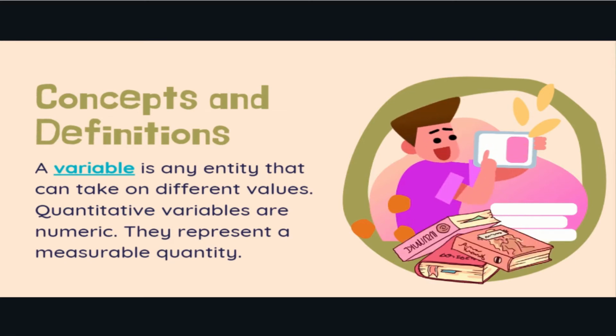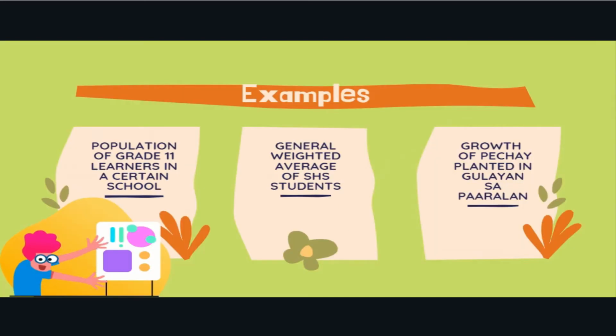Quantitative variables are numeric. They represent a measurable quantity. For example, when we talk about the population of grade 11 learners in a certain school, we are talking about the number of students in grade 11, a measurable attribute of the school. Therefore, population would be a quantitative variable. Other examples are the general weighted average of senior high school students and the growth of pechay planted in Palayan sa Paaralan.